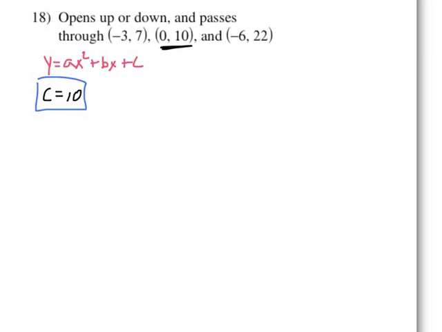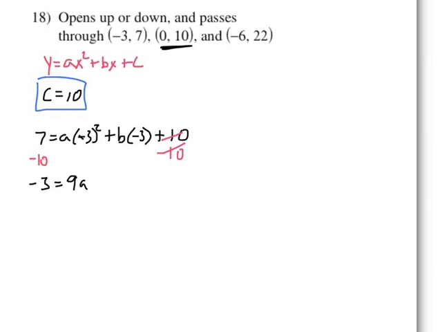Next, we need to find A and B. So I'm going to use that first point, -3, 7, and plug it in. So 7 equals A times -3 squared plus B times -3 plus C, which is 10. I'm going to subtract 10 from both sides. So -3 equals, well, -3 squared is 9A, -3 times B is -3B. There's one equation dealing with A and B.